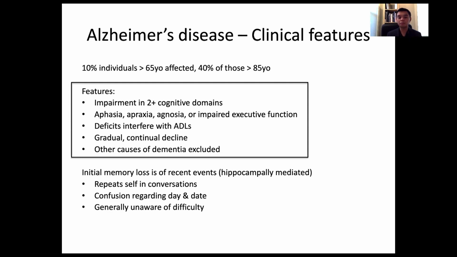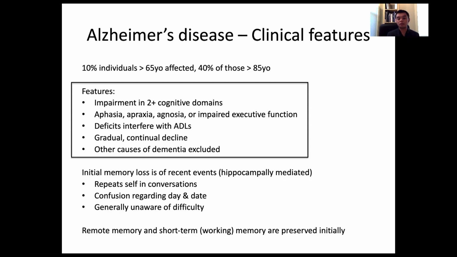So that's why you get these patients repeating themselves in conversations. They might get confused about the day and the date. So they might call their family members several times in the same hour and ask, hey, what time are we meeting for Thanksgiving? And then call again because they didn't remember having that conversation earlier on. And, like I said before, they're also generally unaware of the difficulty that they might be having.